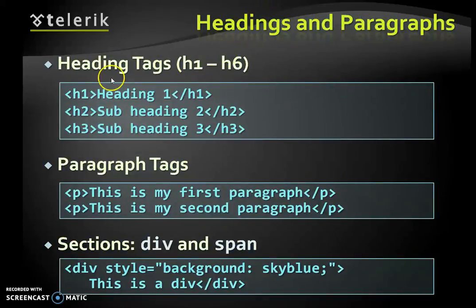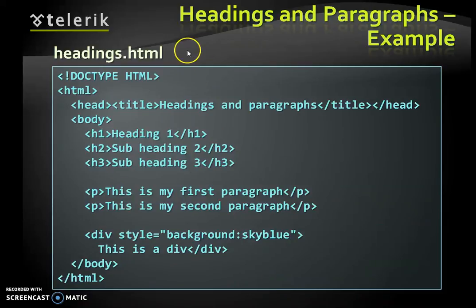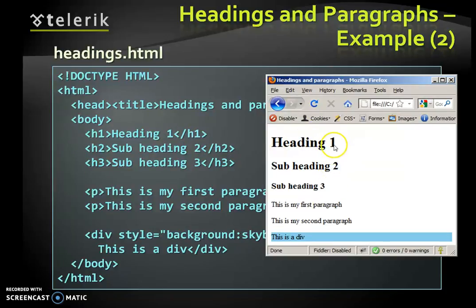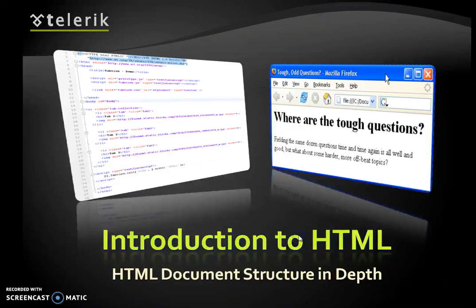Heading tags: there are six types of heading tags available, h1 to h6. Paragraph tag is used to create a paragraph in the page. Section, div or span is used to divide the contents. Heading and paragraph examples: this is h1 opening and h1 closing. This is the example, heading 1, subheading, this is used, heading 2, subheading 3, that is used in the third type of heading. Here is the output, and this is the use of paragraph tags, and this is the use of the division tag.